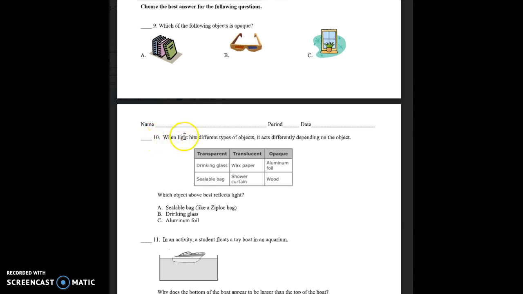Number 10. When light hits different types of objects, it acts differently depending on the object. Transparent, drinking glass, sealable bag. Translucent, wax paper, shower curtain. Opaque, aluminum foil, wood. Which object above best reflects light? A. Sealable bag, like a Ziploc bag. B. Drinking glass. C. Aluminum foil.